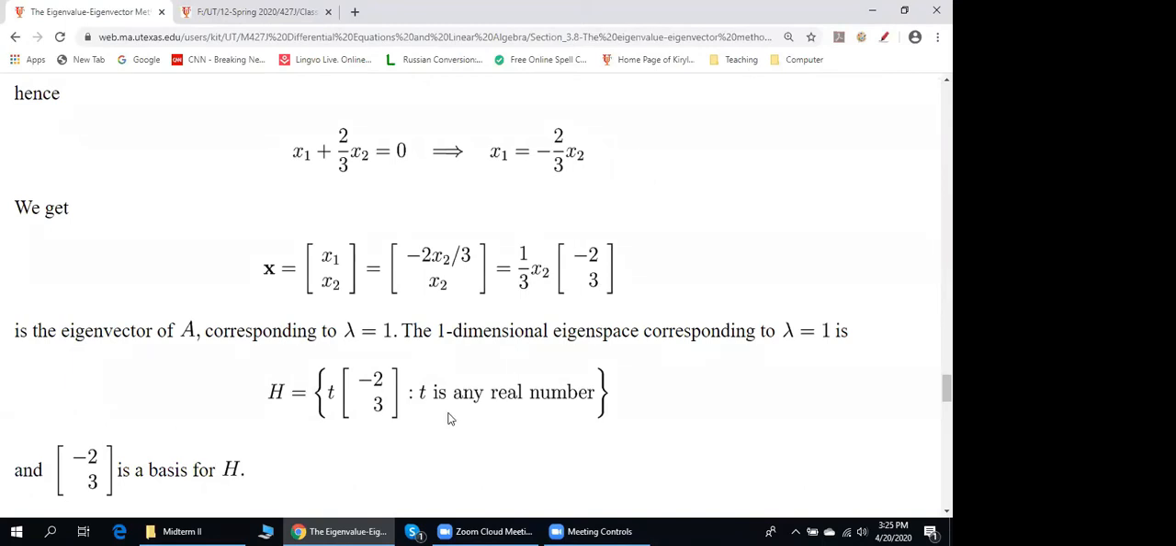You may ask me a question, what happens if you factor just x2? Then inside we'll get (-2/3, 1), here (-2/3, 1), and here (-2/3, 1), which is an equivalent way to describe the eigenspace and a basis.